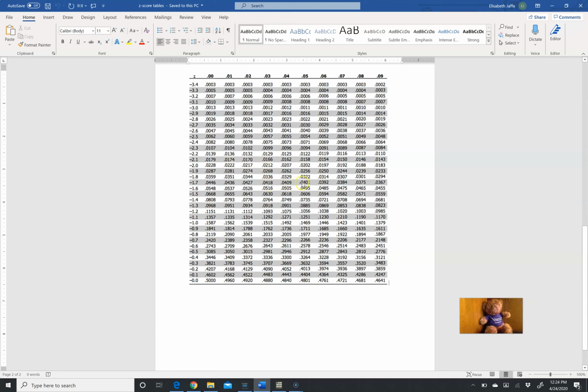0.04 is closest to negative 1.75. So remember, you're taking the one that's closest, okay? 0.0392 is further away. This is like 0.0001 away. This is 0.0008 away. So it's closer to 1.75. So we use the positive. This is negative 1.75. We're going to use positive 1.75.